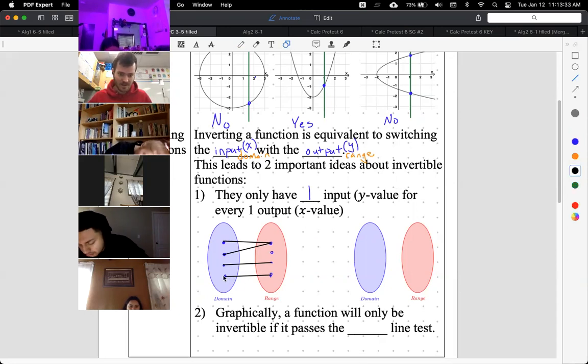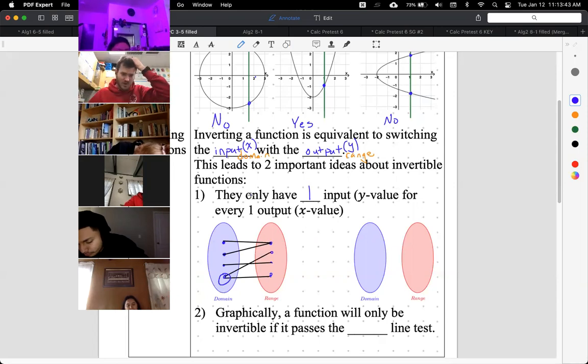If I had this one input go to 2 different outputs, this is a bad thing. This is now no longer a function, because if I tell you, hey, start at that point, you don't know what to tell me. Well, do I go to this one or do I go to this one? You're scratching your head. I don't know, because it goes to 2 different places. So this is not a function. Now it is a function if I take away that line. Every single point, I know where it's going to land. I know the output value.